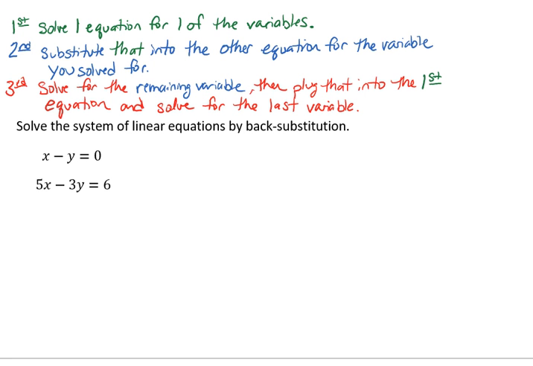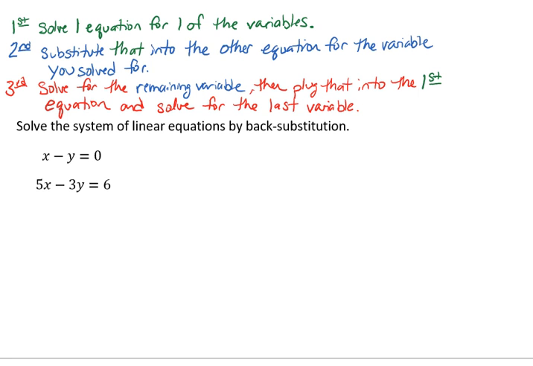Then we're going to solve for the remaining variable, and then plug that into the first equation and solve for the last variable that we need. So let's do an example so we can understand what this means and how it looks. We're going to solve the system of linear equations using this back substitution, or just substitution. So here we have x minus y equals 0 and 5x minus 3y equals 6.